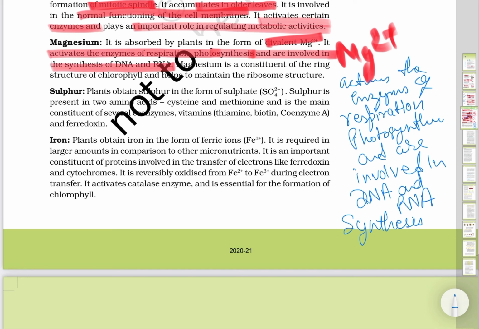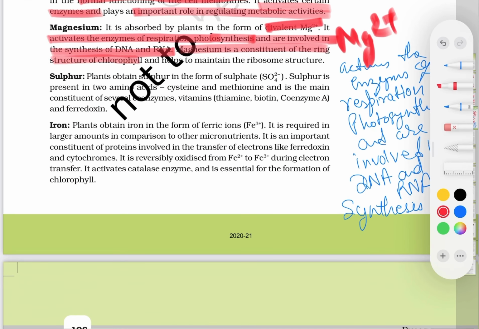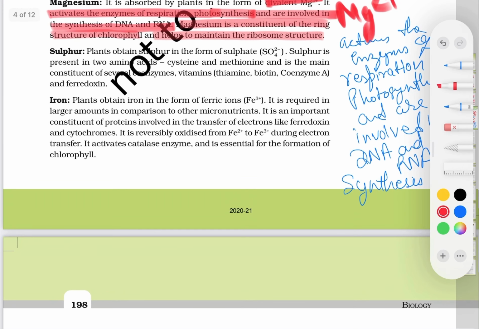Magnesium is a constituent of the ring structure of chlorophyll and helps in maintaining the structure of ribosomes. I think it joins the two subunits of ribosomes.